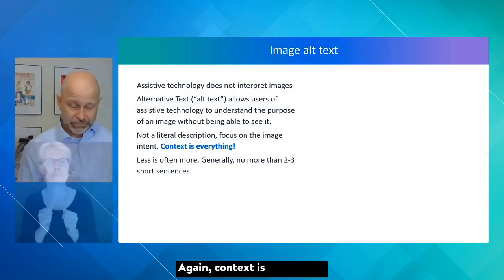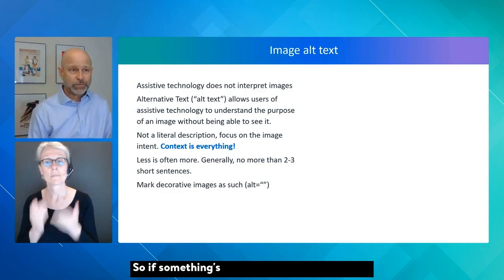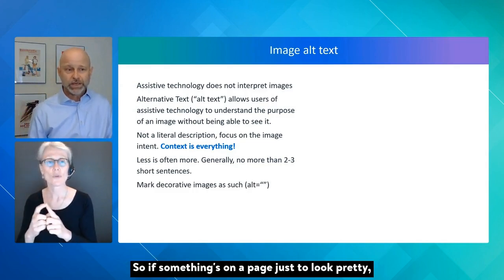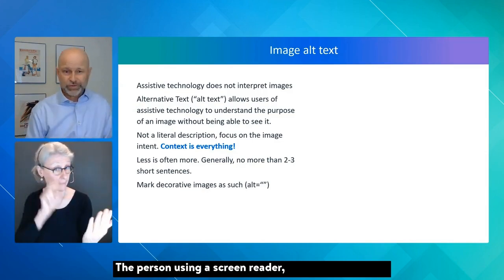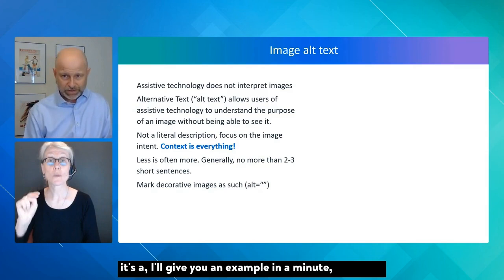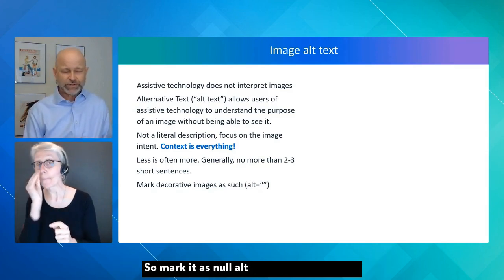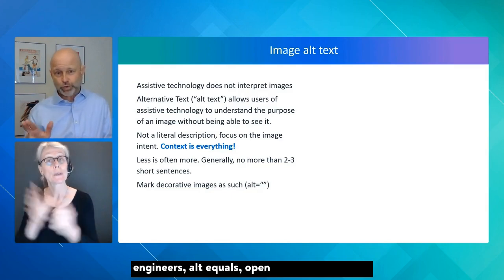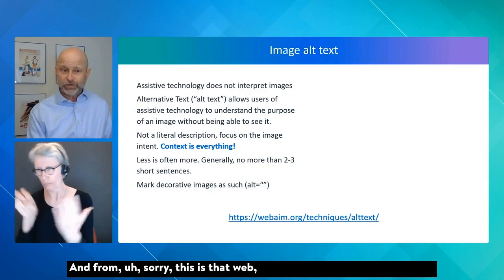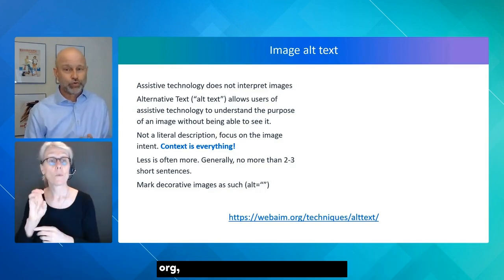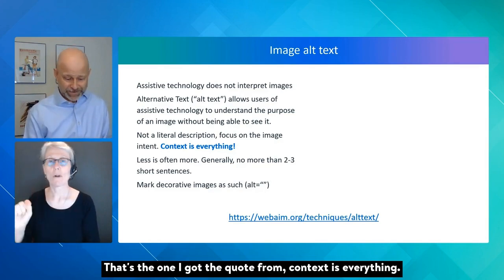Again, context is everything. Mark decorative images as such. So if something's on a page just to look pretty, it's pretty for the people who can see it. The person using a screen reader doesn't care that, I'll give you an example in a minute, it's a picture of a flower just to make your website pretty. So mark it as null alt text. For you software engineers, alt equals open quote, close quote. And there's a WebAIM article, webaim.org, a great article about alt text. That's the one I got the quote from, context is everything.